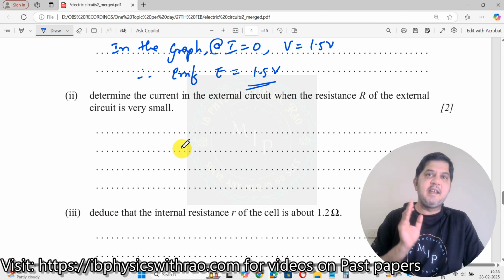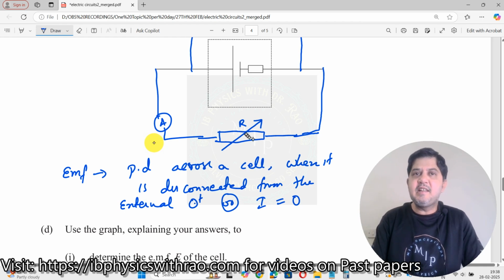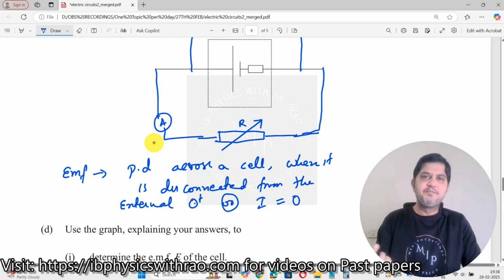What is the current in the external circuit when the resistance R of the external circuit is very small? Now, let me go back here. What will be the least value of the resistance? The least value of the resistance could be 1 ohm, or maybe 0.1 ohm, or maybe 0 ohm. So when the resistance here is 0 ohm, what would be the current passing through the battery? This is the question.